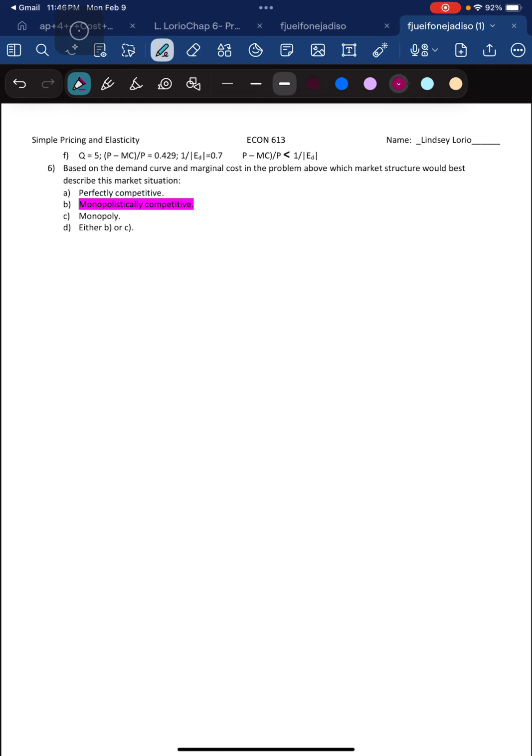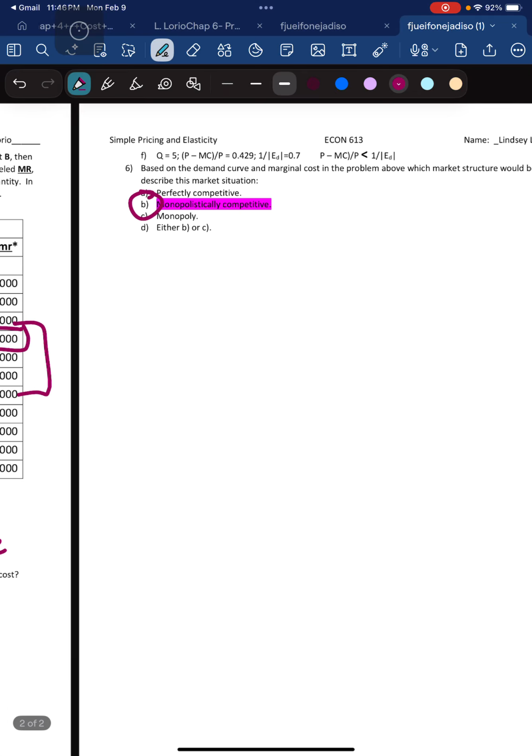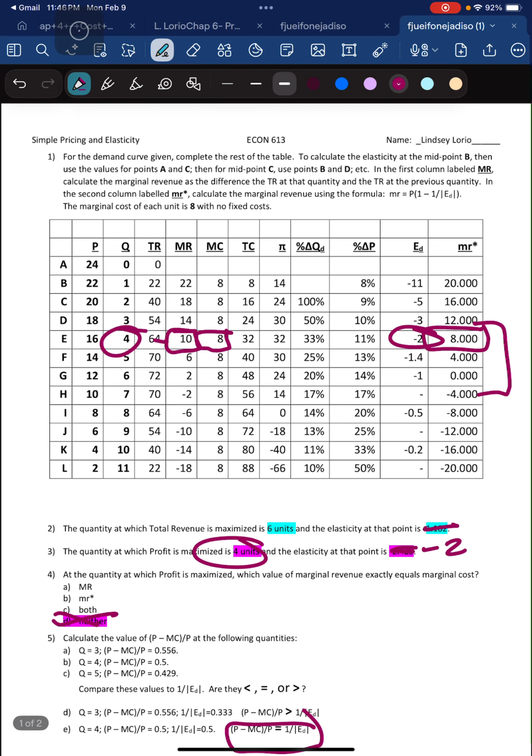And I decided that the demand curve based on the marginal cost in the problem would be monopolistically competitive because the elasticity equaling that, and that the marginal revenue equals this.